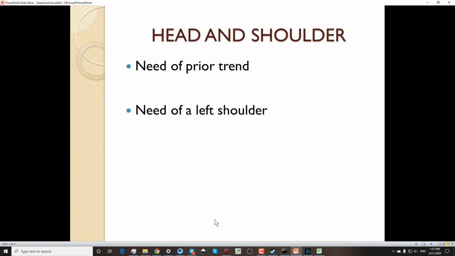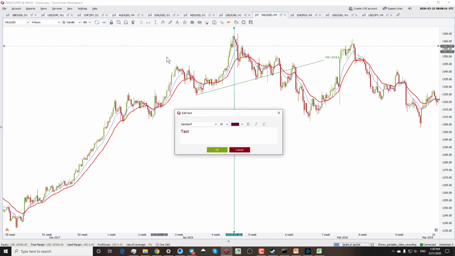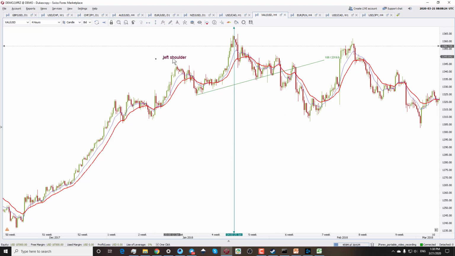Then we need a left shoulder. Okay, so this is a peak. The left shoulder can only be counted when there is a head, and after that there was no higher high than that. So this is your left shoulder. So this comes out to be the left shoulder.